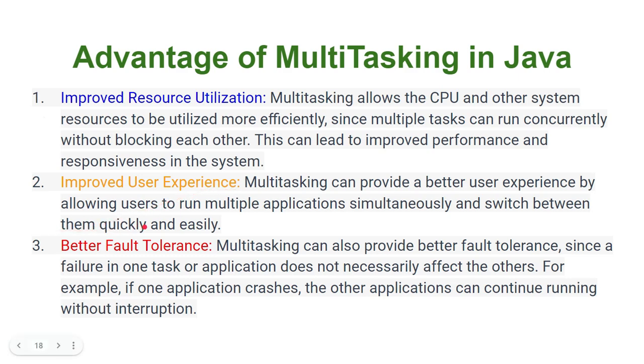Quickly and easily open multiple applications simultaneously. You can open Notepad, Eclipse, your editor or VS Code, and you can open your browser at the same time. That is possible with multitasking. So that is the advantage you can say. Better fault tolerance: multitasking can also provide better fault tolerance since failure in one task or application does not necessarily affect the other tasks. Okay, so if one task fails, it will not affect other tasks. That is also a very nice feature of multitasking.